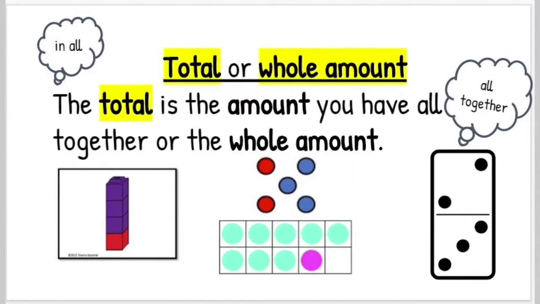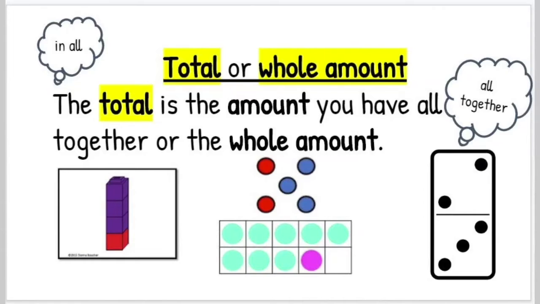Okay, some review vocabulary. In our last lesson, we talked about the word total, which also means whole amount. So here are some examples of whole amounts of things. Even though with these blocks we have two different colors, notice the whole amount. With the domino, we have a top and a bottom, but notice the whole amount or the total of dots. With the red and blue circles, we have two different colors, but notice the whole amount or the total of those circles.